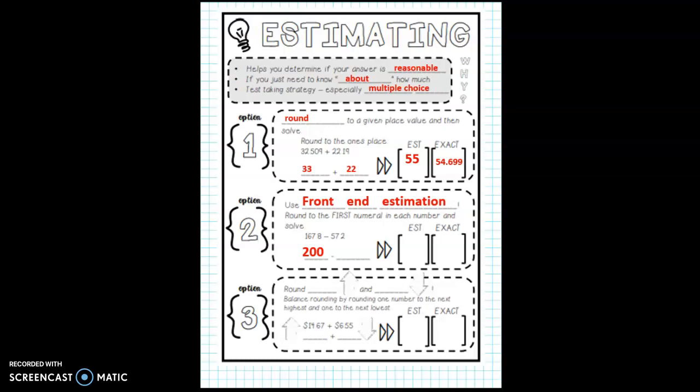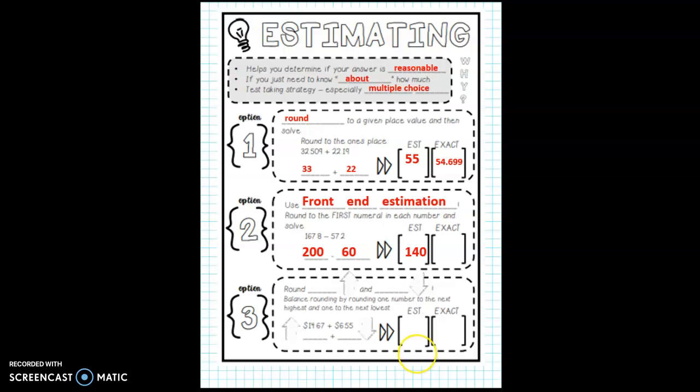57 and 2 tenths. Our largest place value is only in the tens, so we look at the ones, which is a 7, and we are going to round the 5 up to 60. Subtracting our two numbers, we get an estimate of 140. Now this estimate is going to be farther away from our exact answer because front-end estimation means your estimate is not quite as specific as it would be if you rounded.